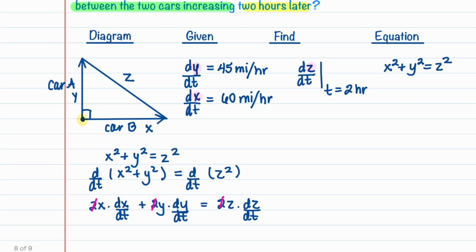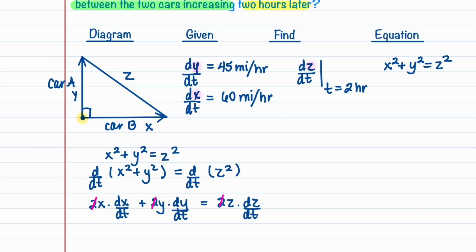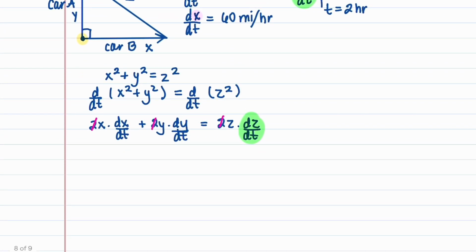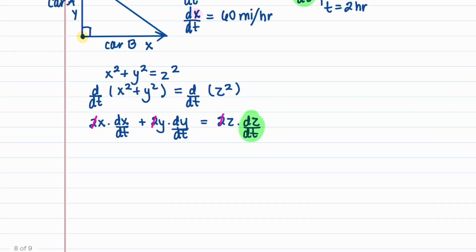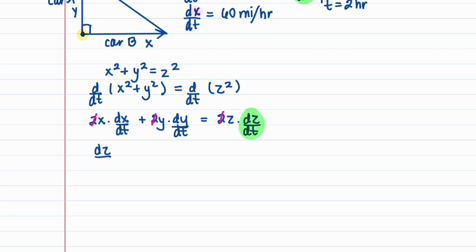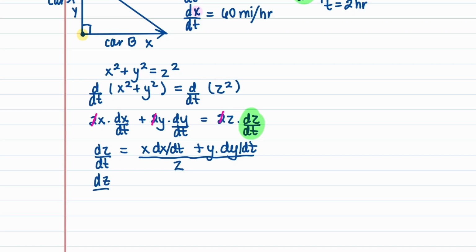Let's go back here and see what we want to find. We want to find dz/dt. So that's right here. Let's go ahead and solve for that. We can say that dz/dt is equal to x times dx/dt plus y times dy/dt, all divided by z. We want to find dz/dt when t is equal to 2 hours.